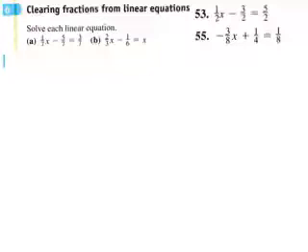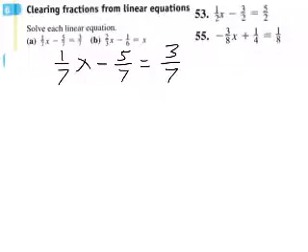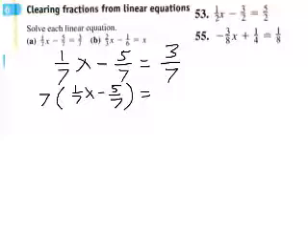Okay, so we've got 1/7 x minus 5/7 equals 3/7. Alright, so to clear those sevenths, I'm going to multiply both sides of the equation, because remember, we have to do the same thing to both sides, even when we're clearing the decimals. I'm going to multiply both sides, in this case by 7, because there's only sevenths. So I'm going to multiply 7 times 1/7 x minus 5/7 and 7 times 3/7.